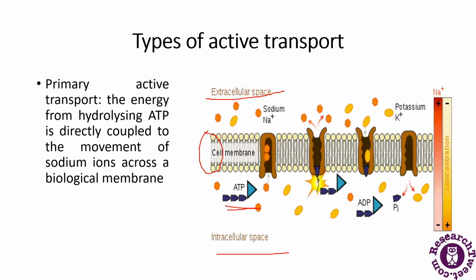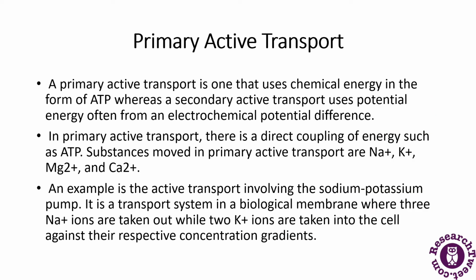So what is primary active transport? It is when the energy from hydrolyzing ATP is coupled to the movement of sodium ions across a biological membrane. So this is the diagram of primary active transport. We will discuss this diagram in the next slide. It is the one that uses chemical energy in the form of ATP. We will discuss the secondary in the next slide itself. First we will discuss the primary in this.